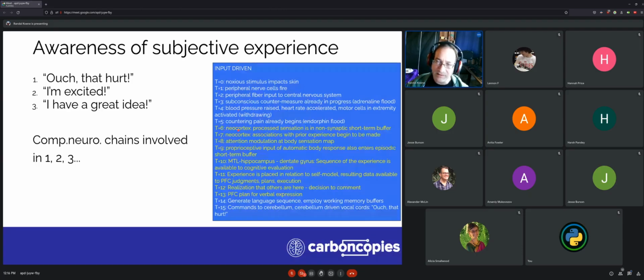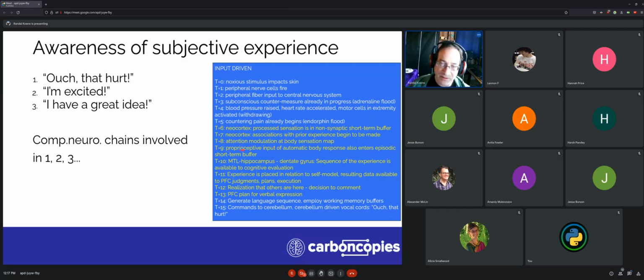At that point, in the neocortex, the processed sensation is in the non-synaptic short-term buffer. It has reached that point. Then in the neocortex, the associations with prior experiences begin to be made. You start using your memory to compare with what the heck is going on here. Attention is modulated using a body sensation map, so that you're trying to become aware of which part of your body is actually being inflicted here, being afflicted.